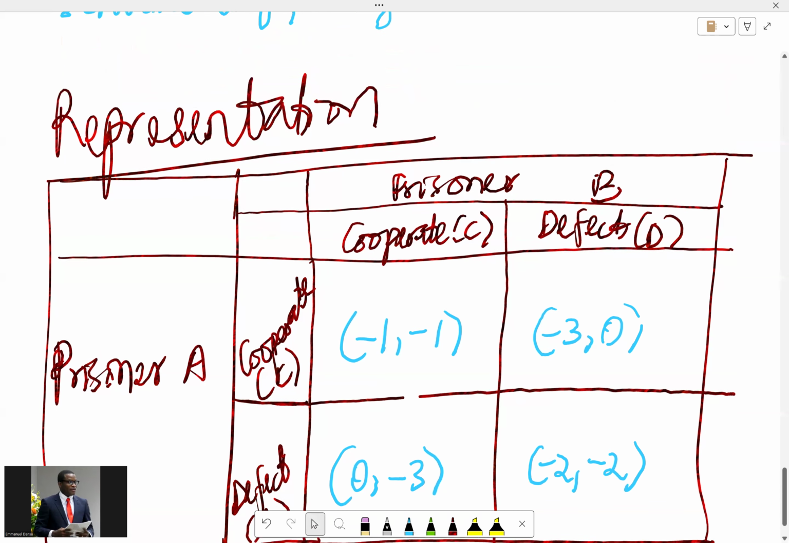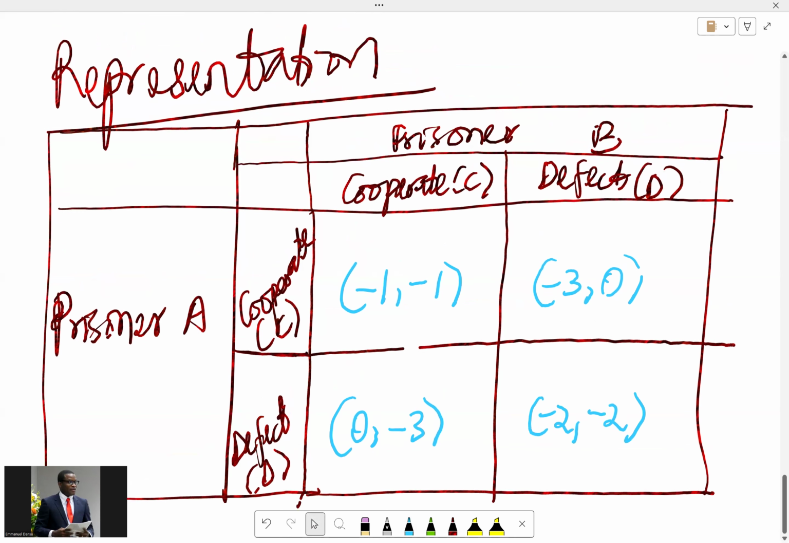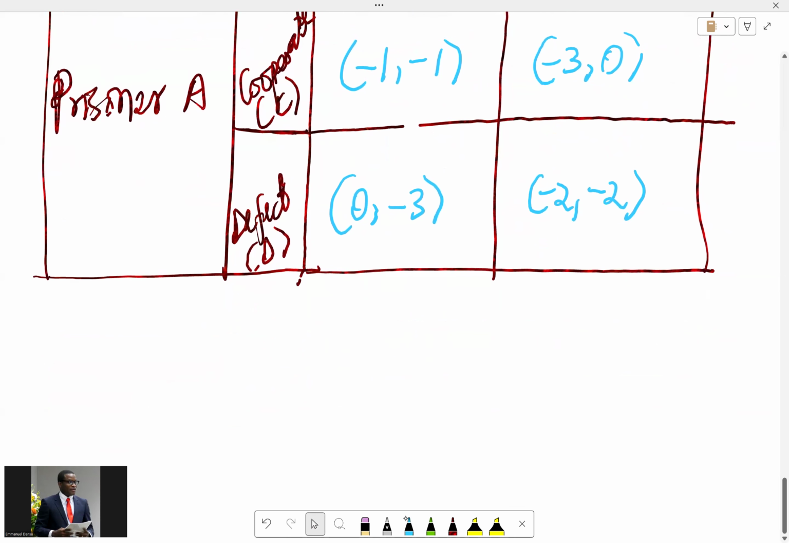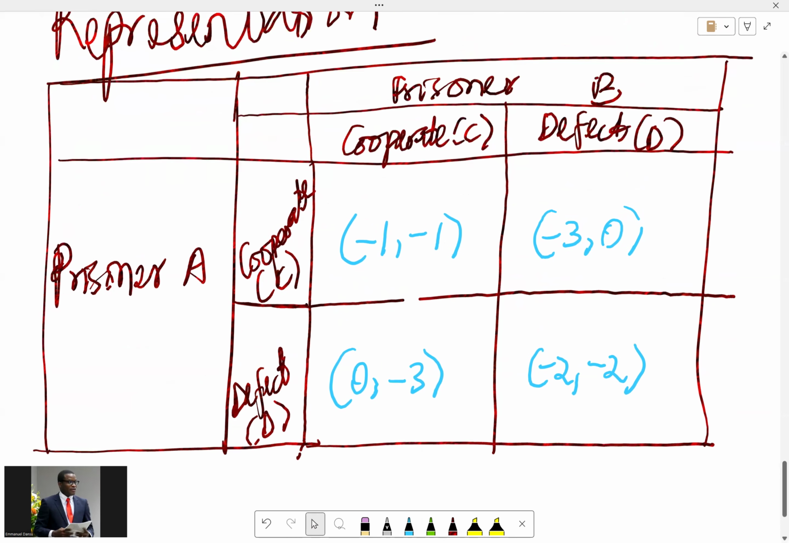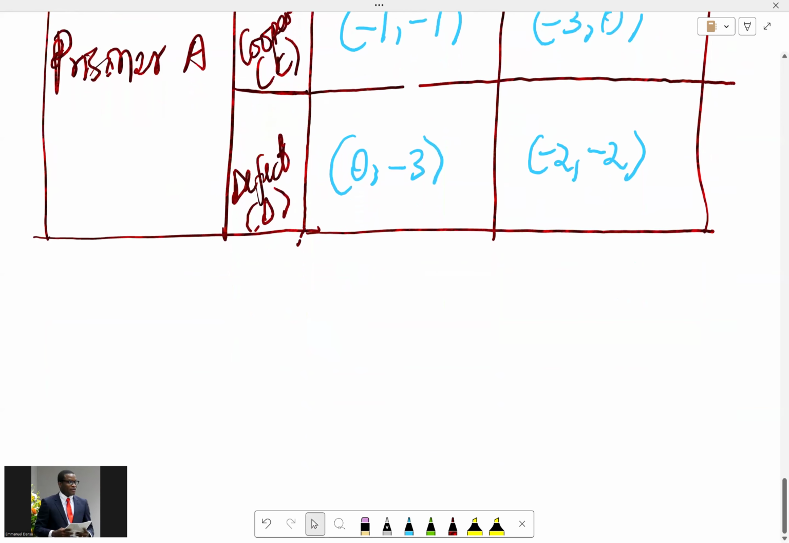So that's how this is going to be represented. Okay. So those are the payoffs right there, depending on whatever actions they are taking. But the trouble with this, the reason why it is called prisoner's dilemma, is because prisoner A doesn't know what prisoner B will end up doing, and prisoner B doesn't know what prisoner A would end up doing. That's why it's a dilemma.